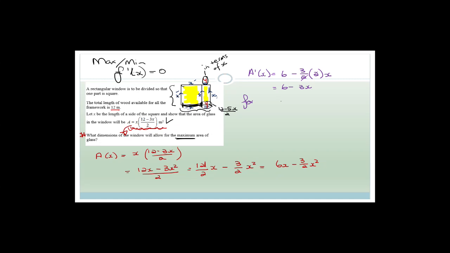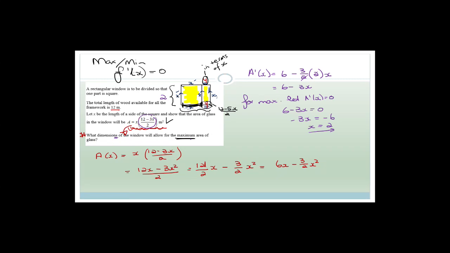Now, you're right, for maximum, let A dashed of x equal 0. So 6 minus 3x equals 0, so minus 3x is equal to minus 6, so x is equal to 2. X is equal to 2. So it says, what are the dimensions of the window? Well, we know that the one side of the window is going to be 2. We now need to find the other side of the window because they've said, what are the dimensions? So now we need to say, what is the other one? And that side is going to be what? It's going to be 12 minus 3x over 2. Okay.